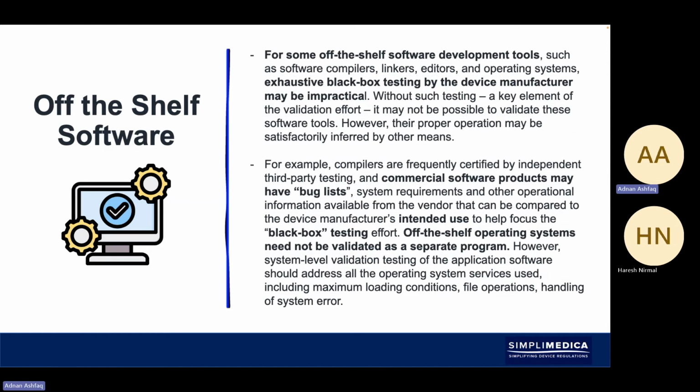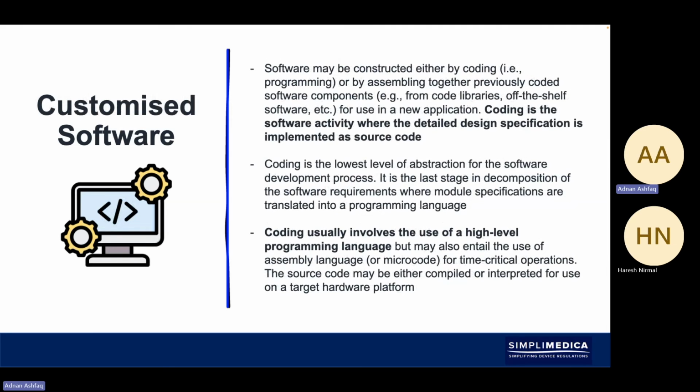For some of the off-the-shelf software development tools, you might need to have compilers or editors or operating systems involved. That can be a very lengthy process. There's a big validation effort that needs to take place. Commercial software may have bug lists already, as they've already performed some of this testing, which is very useful to have. And then developing that whole test script is very important to make sure that it's accurate against the software.